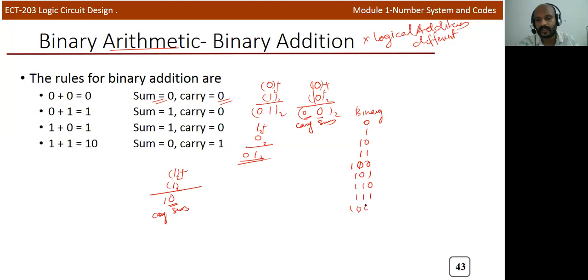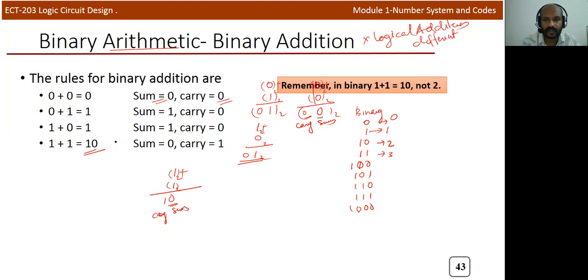After that comes 1 0 0. All these numbers indicate the binary sequence. This 1 is decimal 1, this 1 0 is decimal 2, and this 1 1 is decimal 3. So if you add two ones, you get 2, but 2 is represented in binary as 1 0. Make sure that when you add 1 plus 1, you get 1 0, not 2, in the case of binary. You need to remember this rule. This is very important: 1 plus 1 is equal to 1 0, not 2.